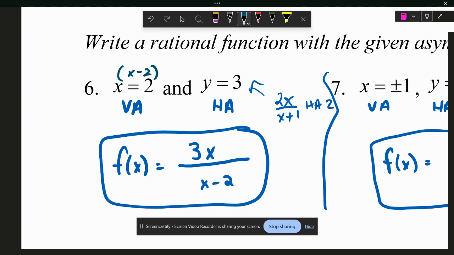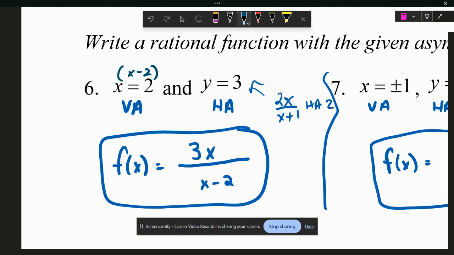To make a horizontal asymptote that's not 0, remember the exponent on top has to be the same as the exponent on bottom. So we would use the lead coefficient. So the lead coefficient has to be a 3 over 1. And since the exponent has to be the same on top and bottom, we can just include an x with our 3 to create our equation. So there's how you would simplify number 6.